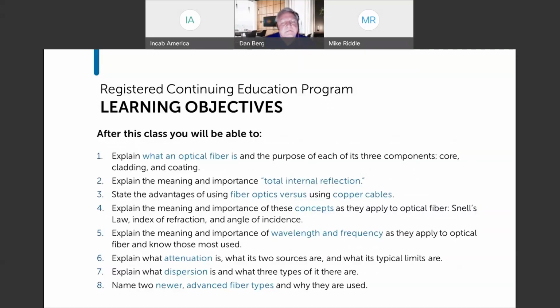Your learning objectives, again, you can read this. We're going to go through most of the important values or parameters for optical fiber, some of the advantages of using it, what some of the terms mean and how they're defined. Then we're going to talk a little bit about a couple of the fiber types that have come out that are specialized for communications.